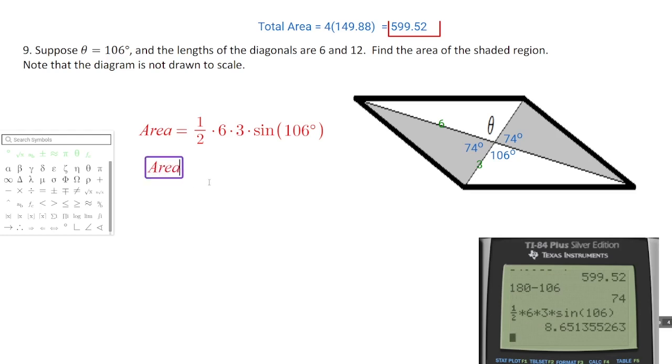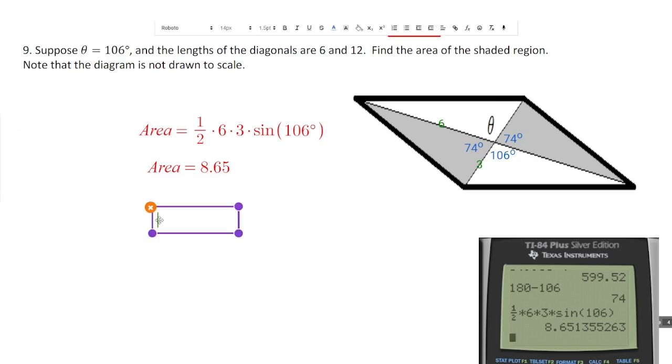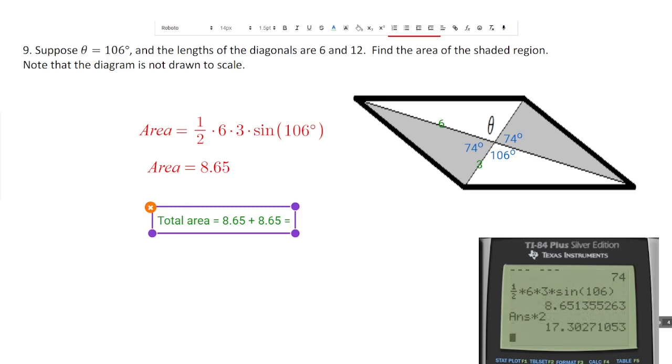So we'll say the area of one triangle is 8.65. If we want the total area of the shaded region, we need to double it. Both of these triangles have the same area. So the total area would be 8.65 plus 8.65. Let's go ahead and double that, we'll just say times 2. And then we get about 17.30. And that will be the area of the shaded region.